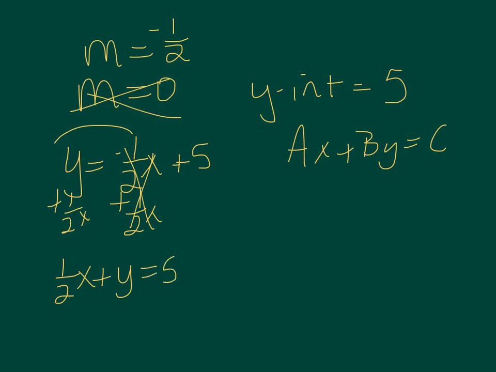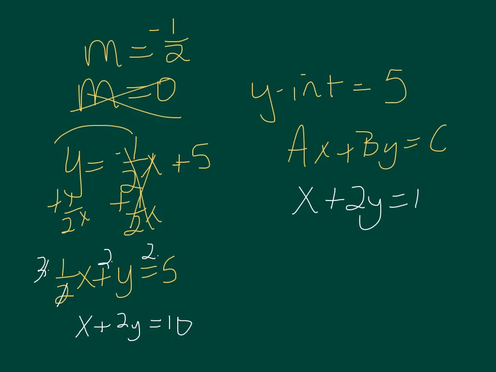Again, we have a fraction here, so I'm going to multiply everything by my denominator. Multiply that by 2, those cancel, and I get x. Multiply this by 2, and I get 2y. Then multiply my c by 2, and I get 10. So my answer is x plus 2y equals 10.